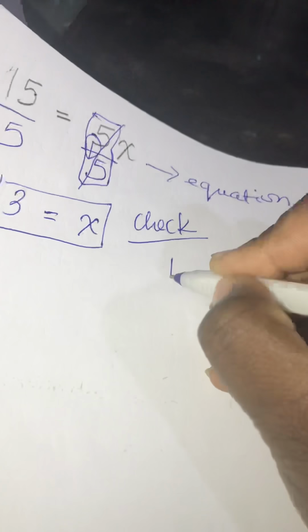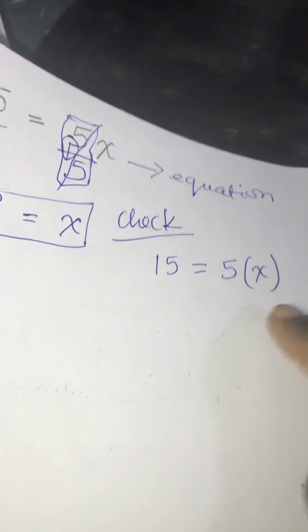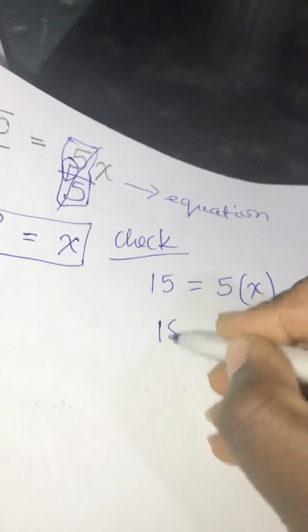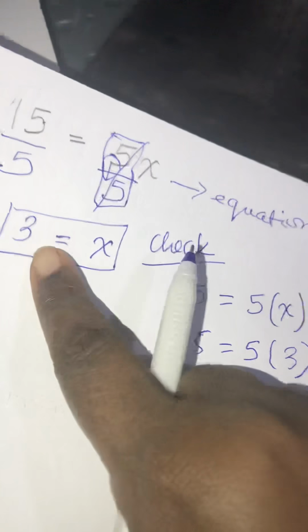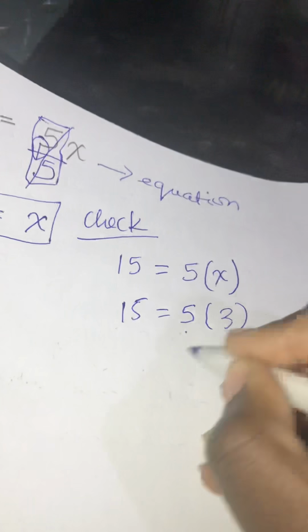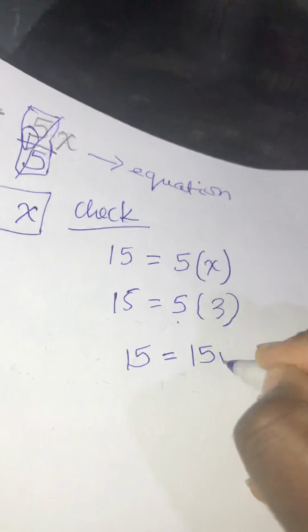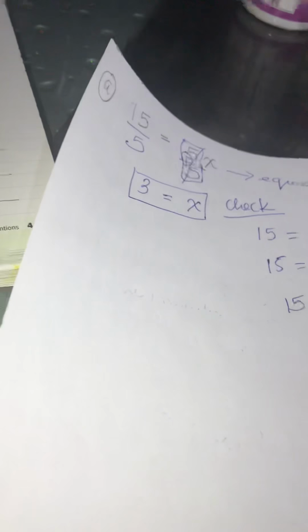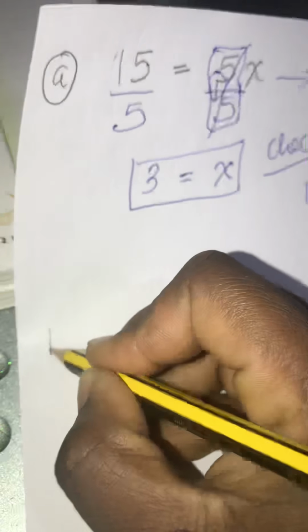I will do 15 equals 5x. I'll put my x in brackets. 15 equals 5 bracket 3, because I said x is 3. 5 times 3 is 15. 15 equals 15. I am correct. Okay, all right. Let's just do another one.